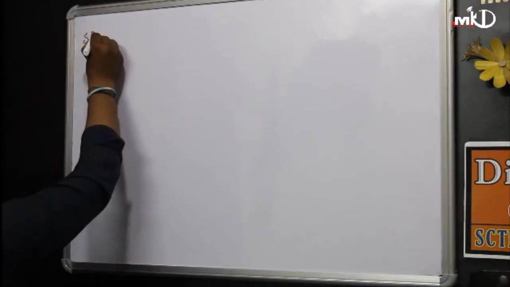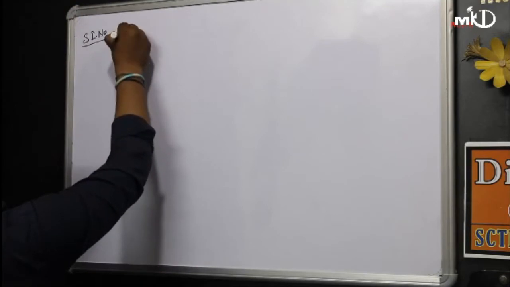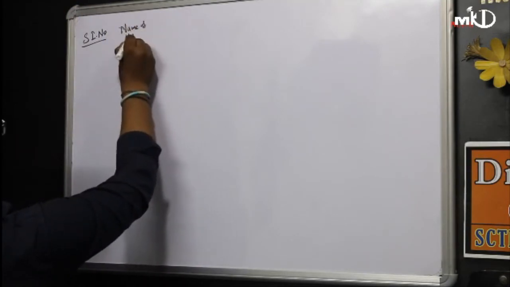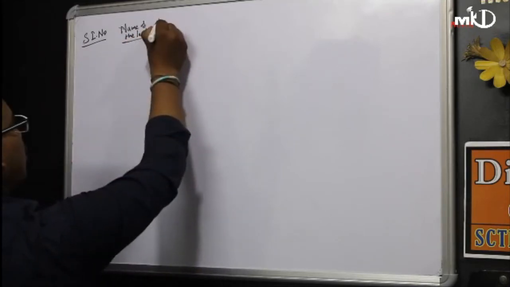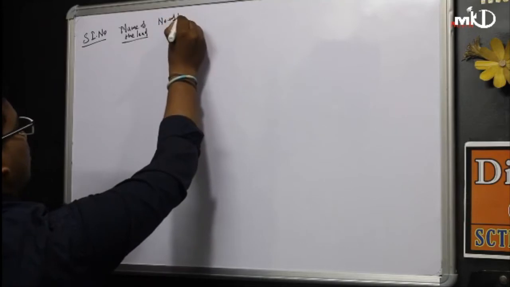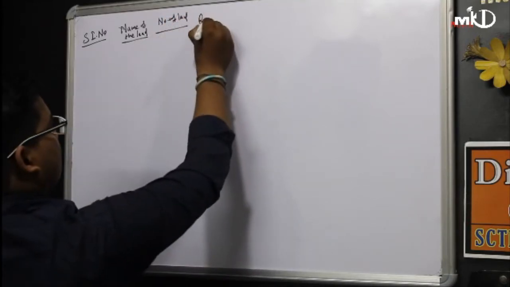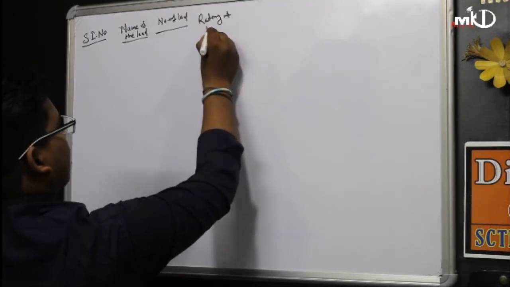First one is your serial number, then name of the load, then number of the load, then rating of load.